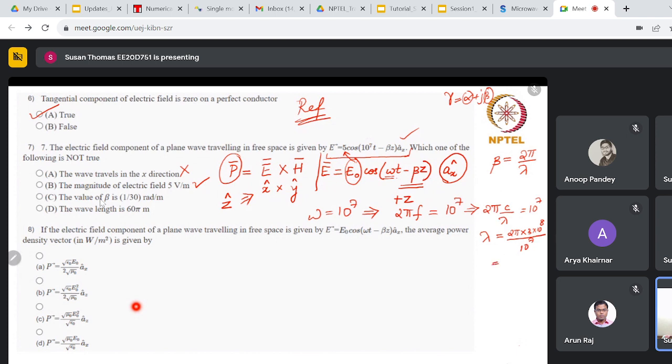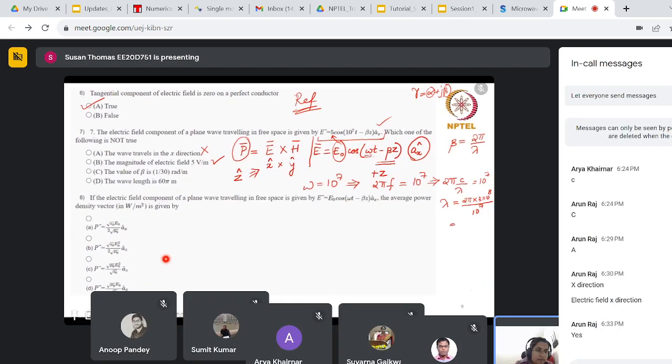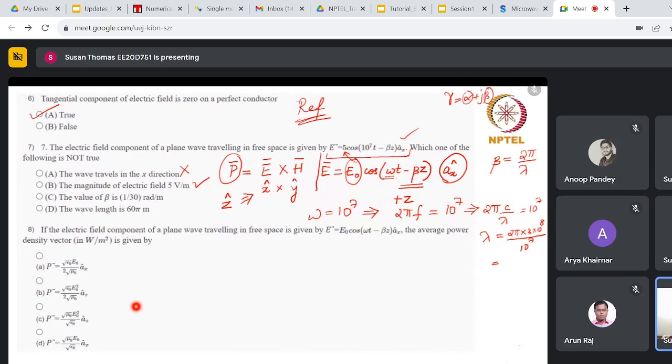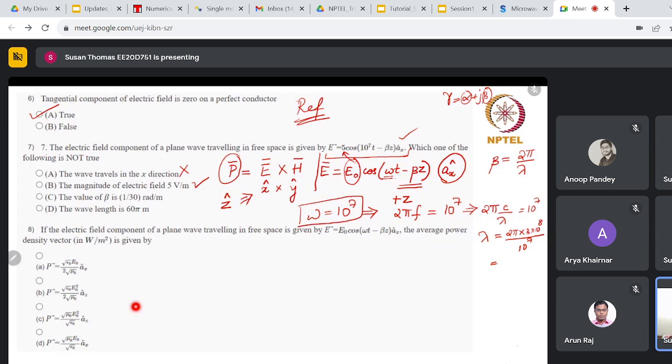So what is lambda here? Can you tell what is lambda after simplification? Can you please calculate what is wavelength? Hope I am clear. So from the frequency, you find out the wavelength. That's it.